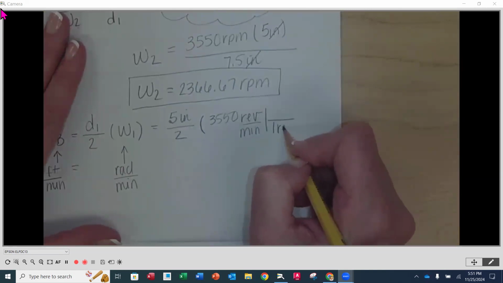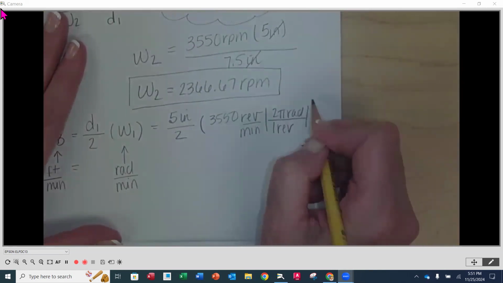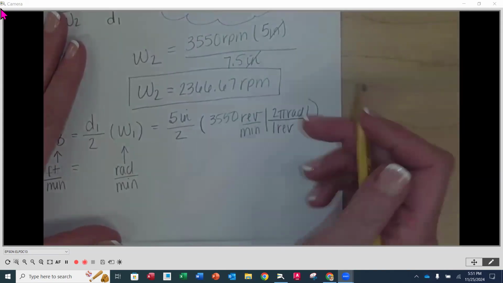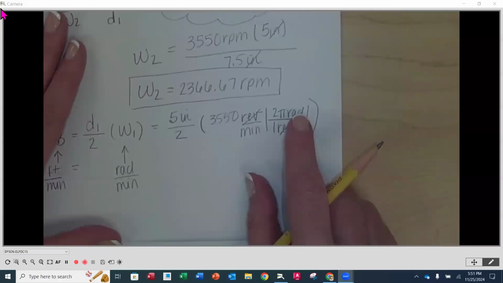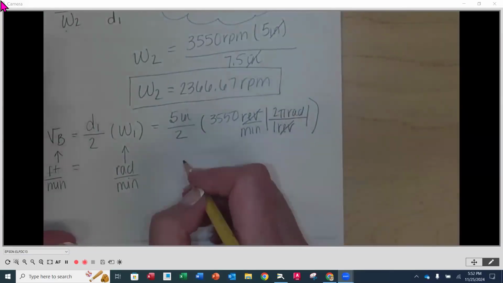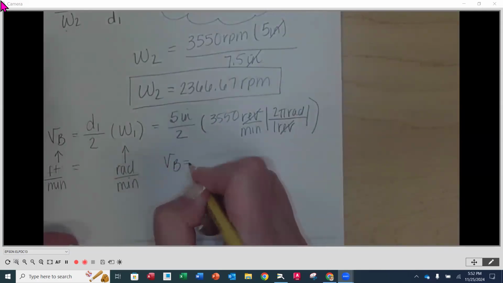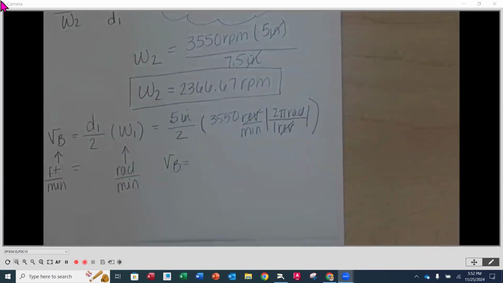So I'm going to have 1 revolution, 2 pi radians. That way I multiply across the top, divide by the bottom, revolutions cancel. And now I'm in radians per minute, and I'm going to leave it there. So that means that my pitch line speed is going to be what? What value do you get here?